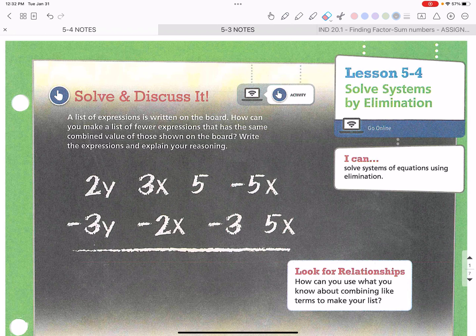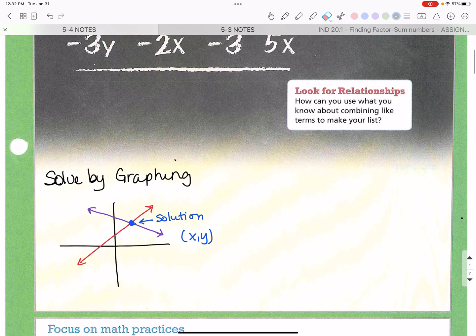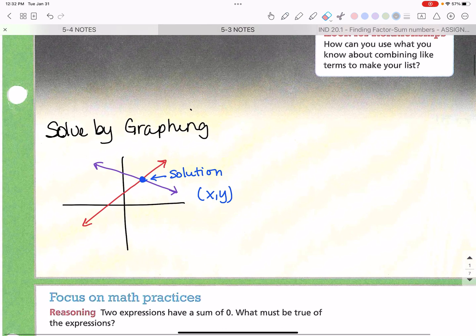All right, so we are starting lesson 5-4, and in lesson 5-4, we are going to be solving systems of equations by elimination. And so far, I'm in the workbook, page 287. So you don't need to write this down. I just wanted to kind of talk over this.